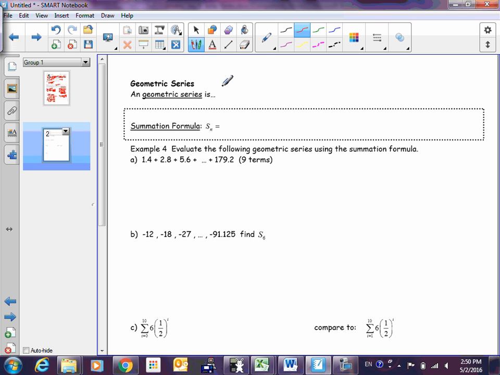You're adding it up. So, a geometric series is the sum of a geometric sequence. And we have a summation formula. It's really weird, but you don't have to memorize it. It's going to be the first term. A sub f just stands for the first term. And then you've got a fraction here: 1 minus r to the power of n, where n is the total number of terms, divided by 1 minus r.